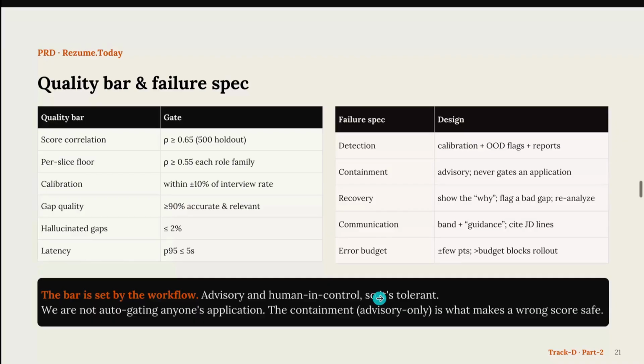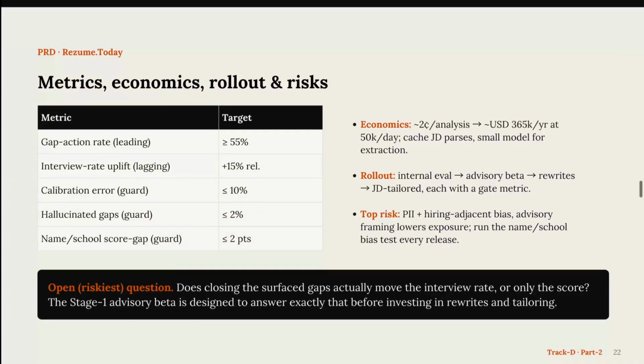Metrics, economics, rollout, and risks are what we are going to look at. Gap action rate is a leading indicator. With us identifying certain gaps, is the user improving their resume or not? That should be greater than or equal to 55%. Interview rate uplift: if all the suggestions we recommended match at greater than a certain percentage, which in this case is 90%, we are saying a relative 15% higher uplift will happen in the interview rate.